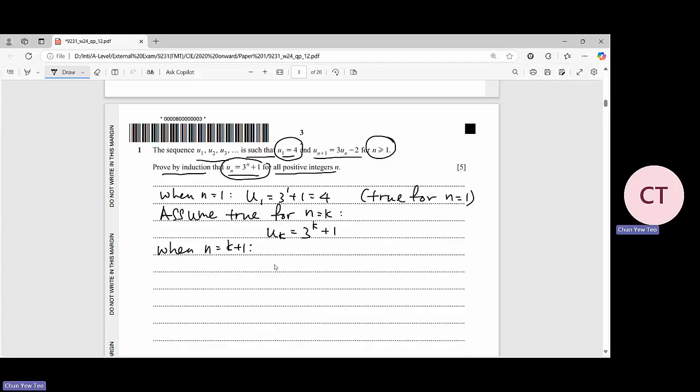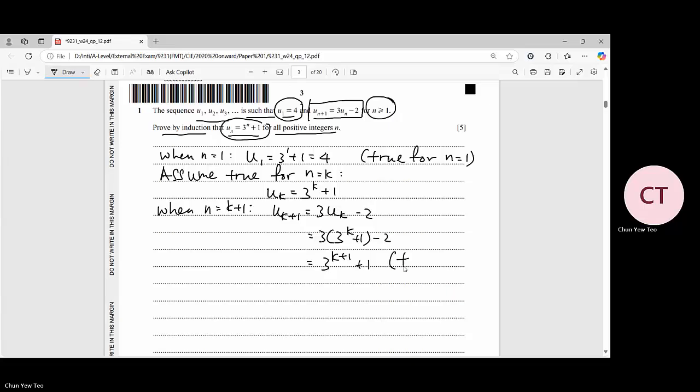So when n equal to k plus 1, based on the definitions over here, u(k+1) is actually 3uk minus 2. And because we already have the uk, just replace it inside. Then you get 3 multiplied by 3^k plus 1, minus 2. And you're able to show that it's 3^(k+1) plus 1. So you can see that it is true for n equal to k plus 1 as well.